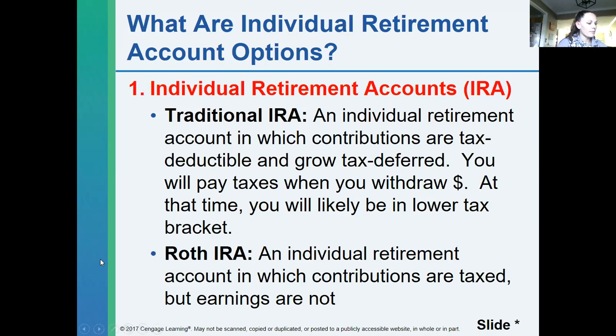However, with these accounts, I believe both of them, you have to be at least like 59 and a half before you can start taking money out of them without being penalized, because they are for retirement.